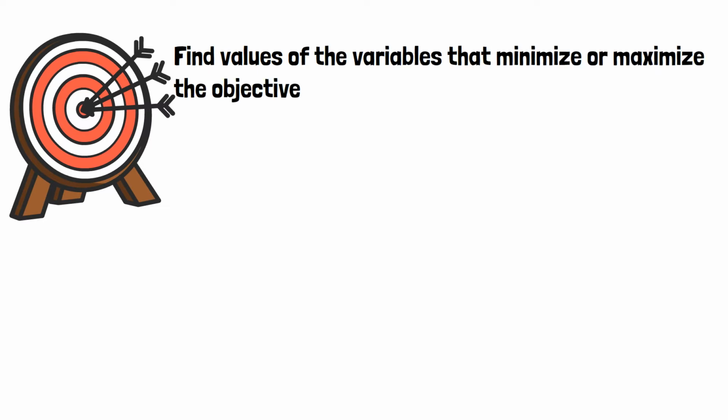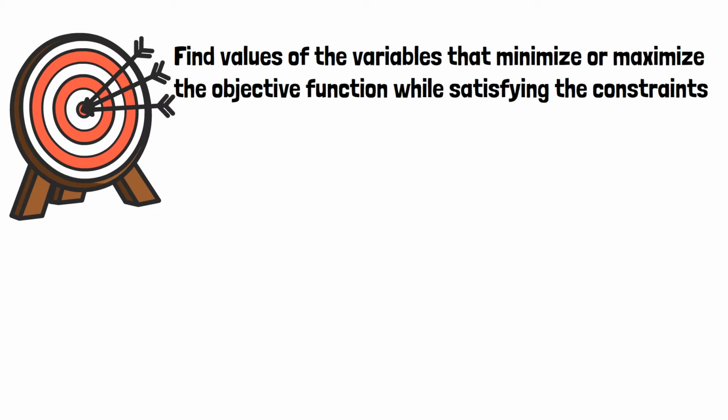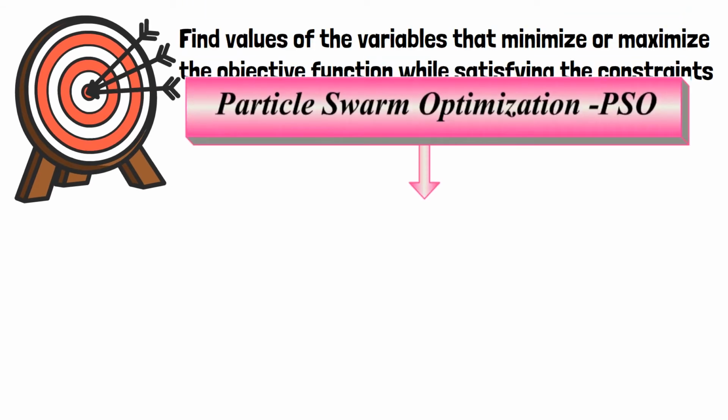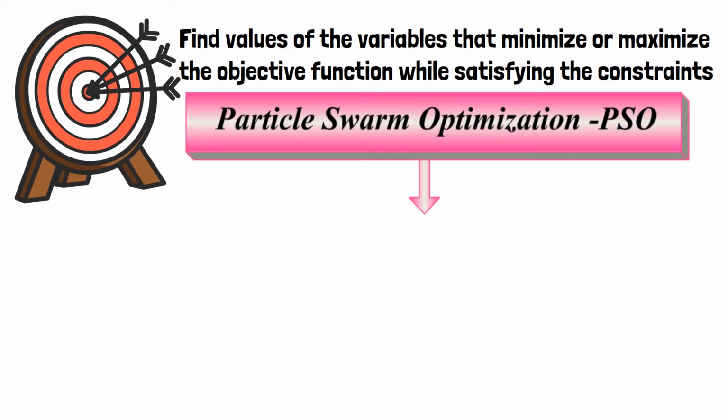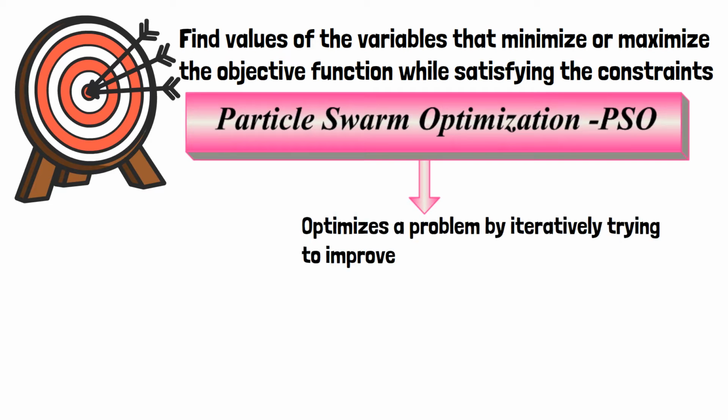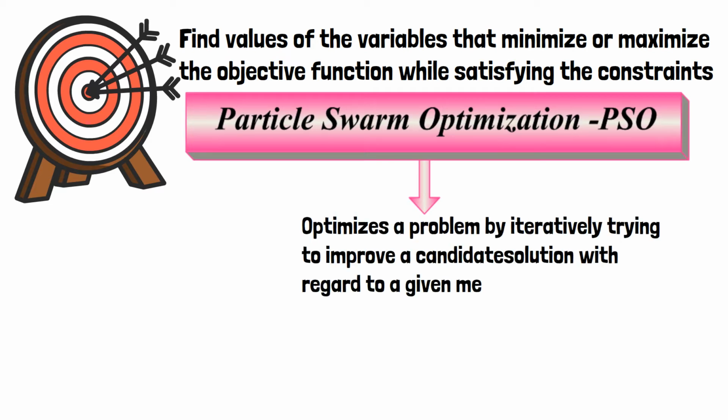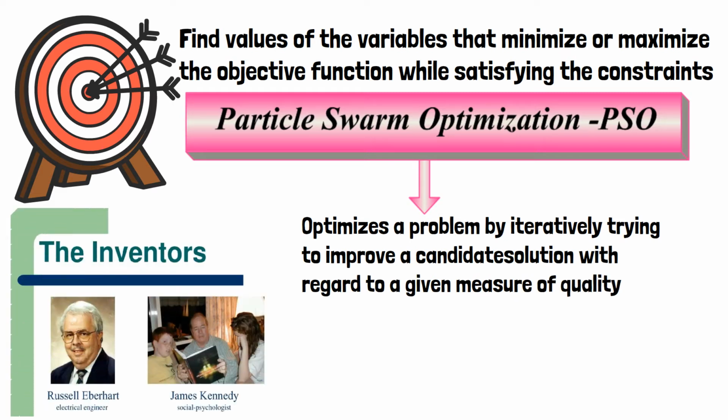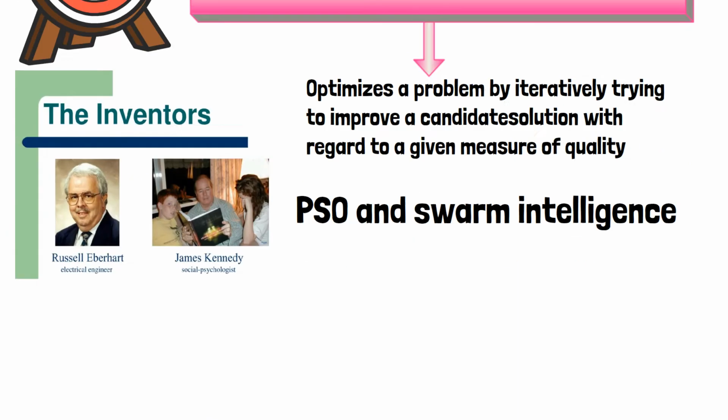The goal of optimization is to find values of the variables that minimize or maximize the objective function while satisfying the constraints. Particle swarm optimization, abbreviated to PSO, is a computational method that optimizes a problem by iteratively trying to improve a candidate solution with regard to a given measure of quality. Proposed by Kennedy and Eberhart, it describes many philosophical aspects of PSO and swarm intelligence.